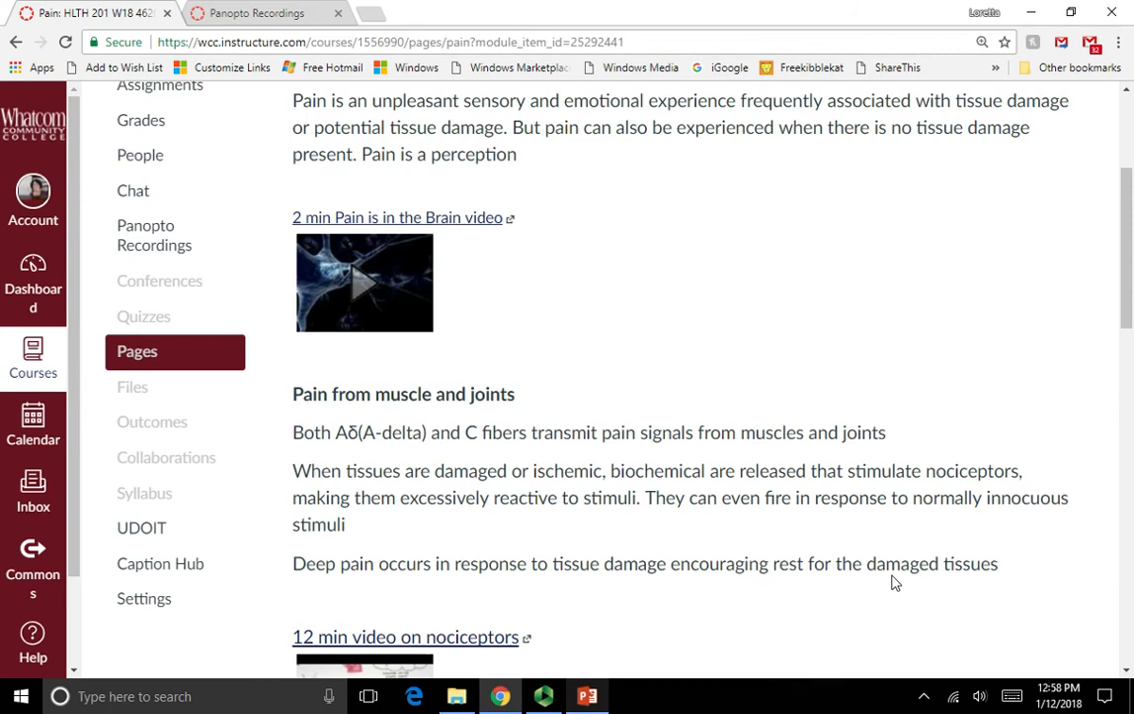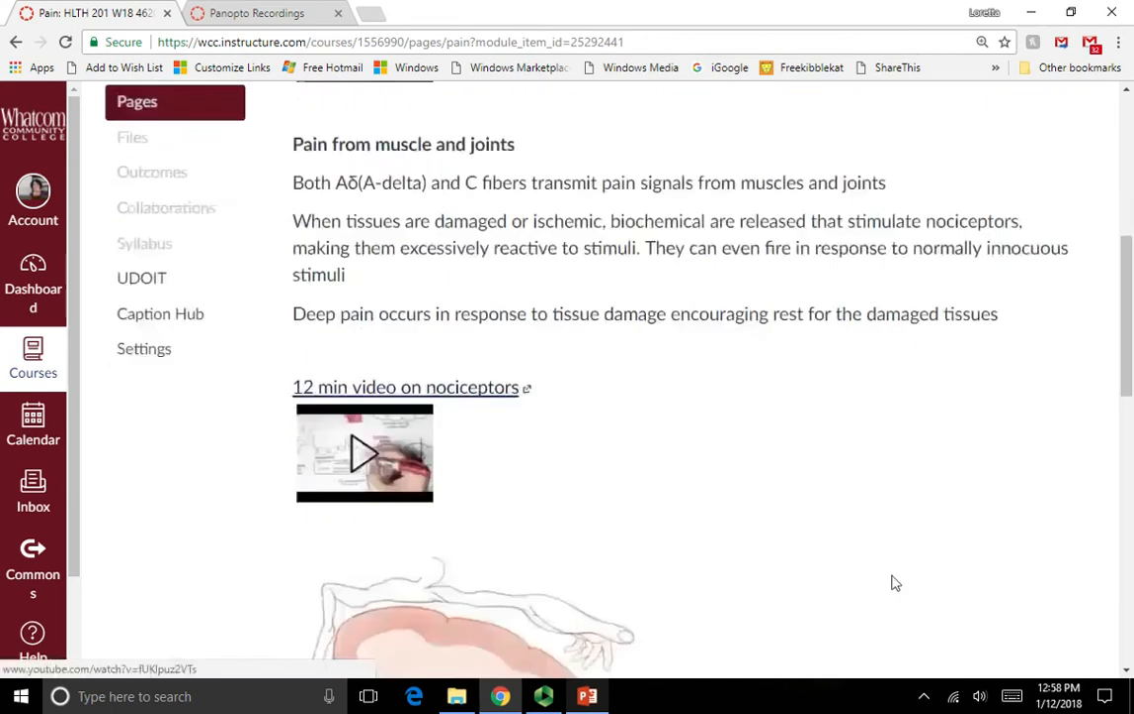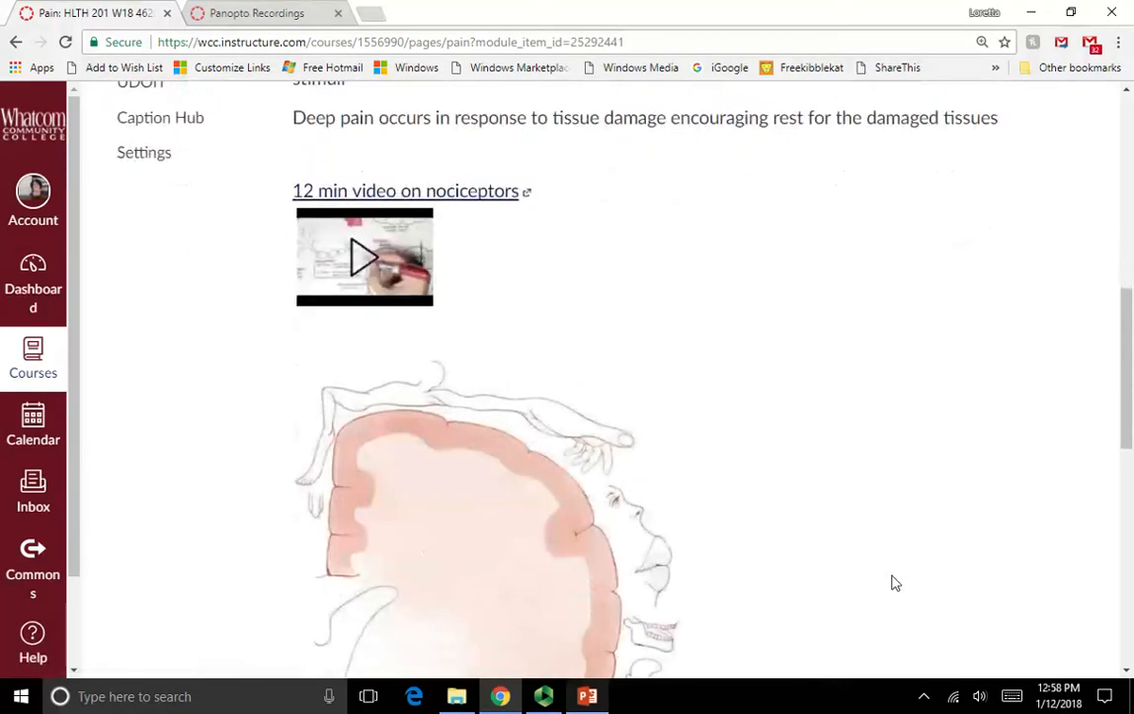So deep pain occurs in response to tissue damage, and really the biological function of that, it encourages rest for damaged tissues. But we can also get C fibers and A delta fibers to be hypersensitive, excessively reactive to stimuli, and they can fire even in response to normally innocuous stimuli. So there's a little video on nociceptors.